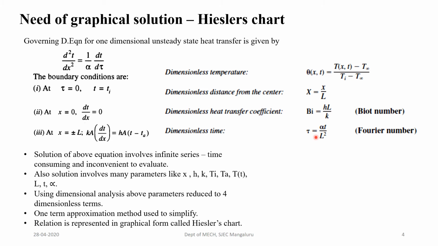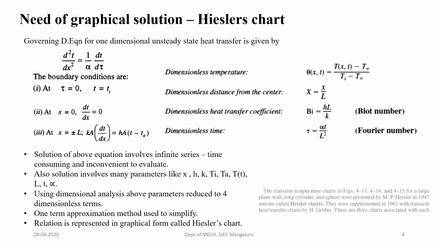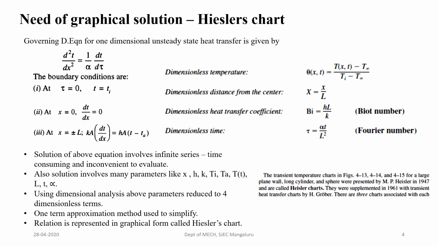Okay, so in order to give the solution for this differential equation, we use a method called the one term approximation method, which is easy to simplify, and all these relations are plotted in graphical form, which is called the Heisler chart. Okay, actually this Heisler chart was introduced by M.P. Heisler in 1947. Later it was supplemented in 1961 with the transient heat transfer chart by H. Grober. Okay, so therefore it is also called the Heisler and Grober chart.